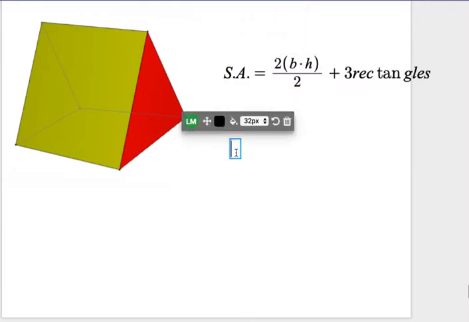Now before I can actually find these, I'm going to need to know what some of these values are. So I'm just going to say that this length is 3.